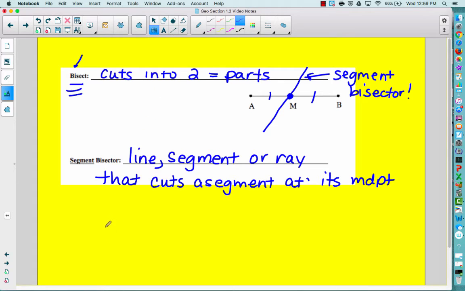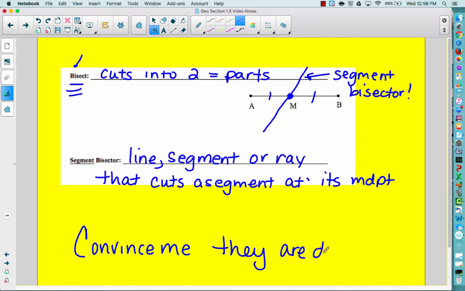So I want you to, tonight, think about how you could convince me they are different. Just think about it. Could you convince me that they're different? And how would you do that?